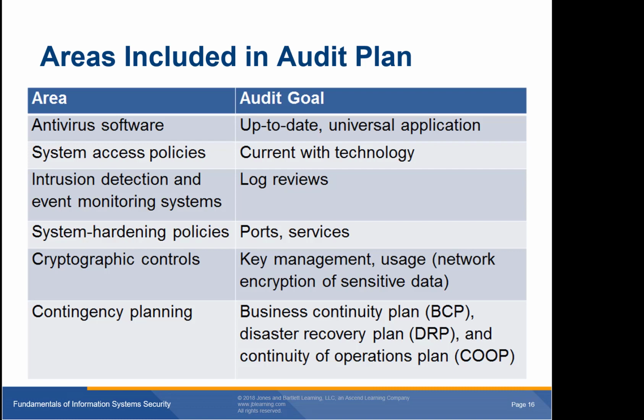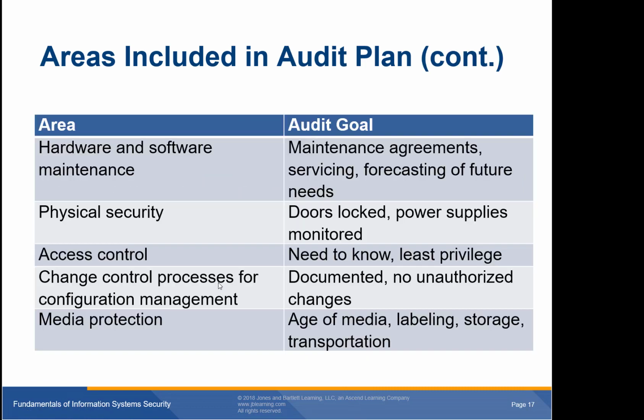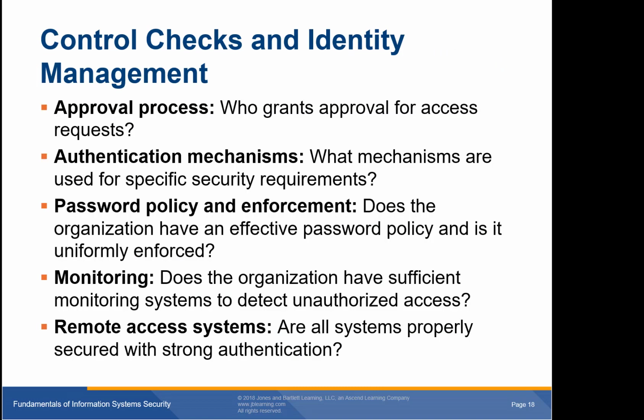This slide shows several of the critical areas that you should include in a security audit. Things like antivirus software, system access policies, intrusion detection and event monitoring systems, system hardening policies, cryptographic controls, contingency planning, hardware and software maintenance, physical security, access control, change control processes for configuration management, and media protection. It is important to ensure that your security controls are effective, reliable, and functioning as you need them.